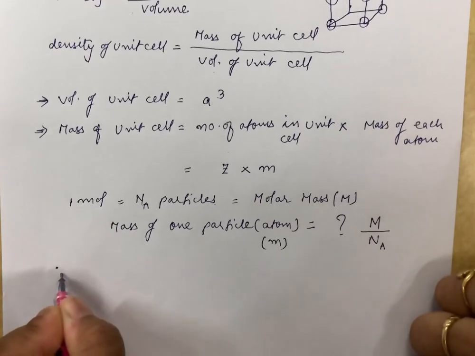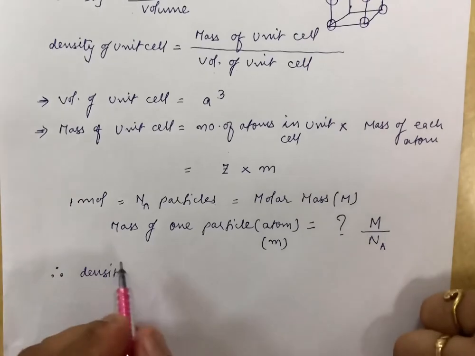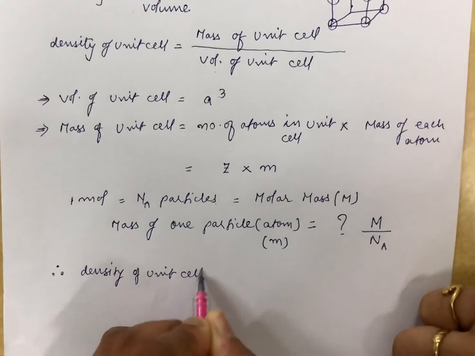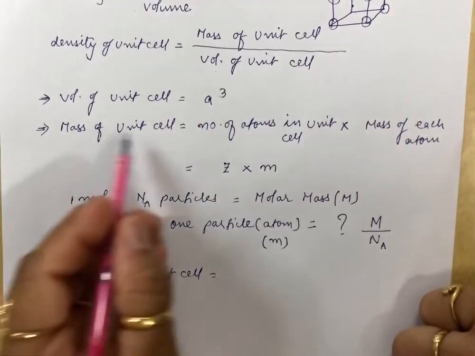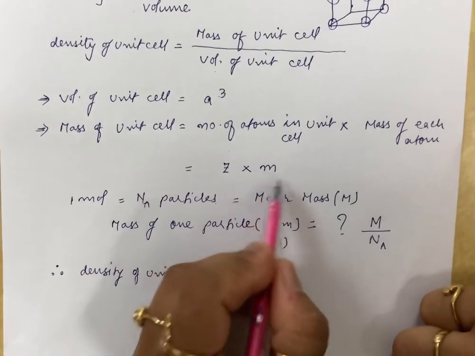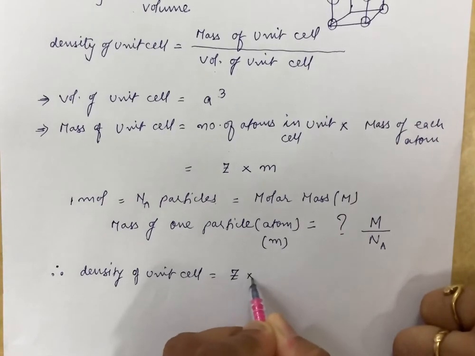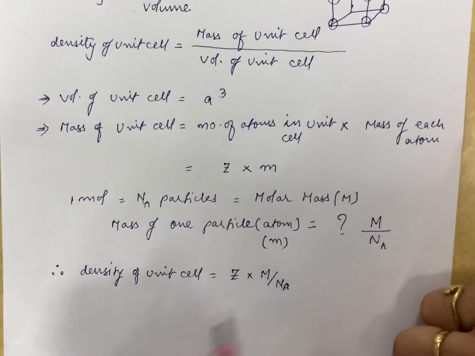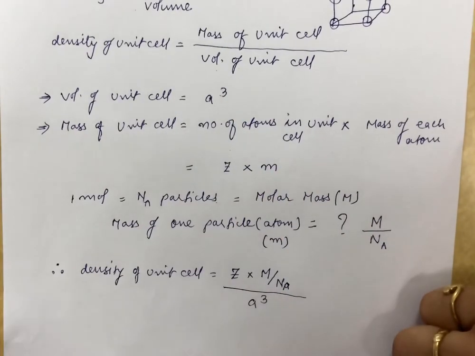So finally, what will be the density of the unit cell? The density of the unit cell can be written using the mass which we have found out. Mass of unit cell is Z into m, and what is m? m is capital M by Na. So here you will have Z into capital M divided by Na as the mass of the unit cell, divided by the volume of the unit cell you are having, a cube.